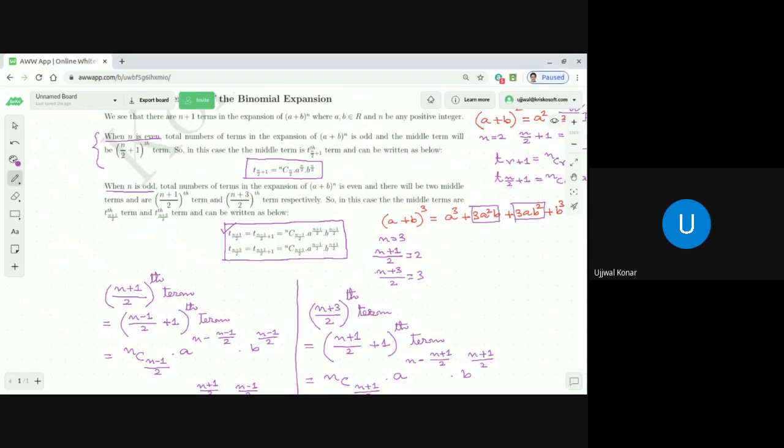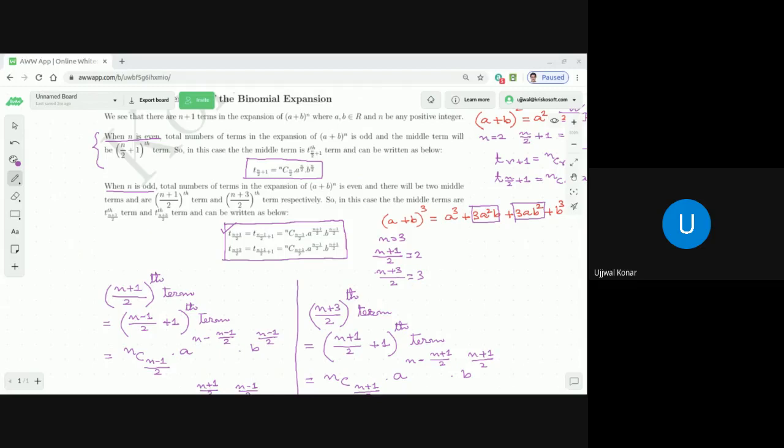So what I'm going to do, dear students, we are going to solve some problems together. Several questions come using that, where you need to leverage these two formulas: the r plus 1th term, which is nCr into a power n minus r into b power r, and the middle term or middle terms of a binomial expansion. Several problems come every year in the entrance examination as well as in your board examination.